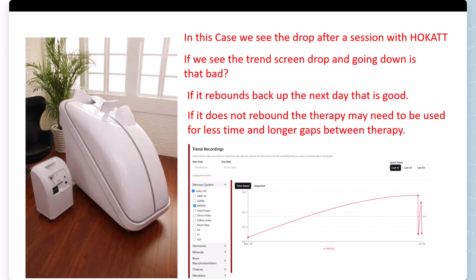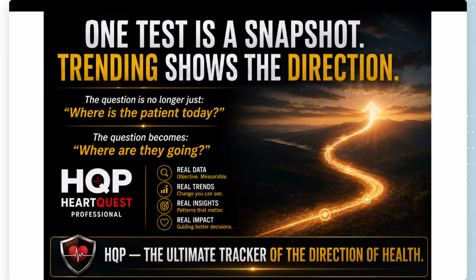So this is so valuable. This is what I use on all my patients that have been with me for a long period of time. Instead of looking at one parameter, usually you look at the PI and you look at total power and SDNN and you look at all that stuff in one shot. This is much easier to use to be able to see over time how your therapies are holding out and how well they're working for that patient. So there you go. One test is a snapshot. Trending shows the direction. The question is no longer just where is the patient today? The question becomes where are they going? So we want to be able to do that. And this is really the ultimate tracker of the direction someone's health is going.